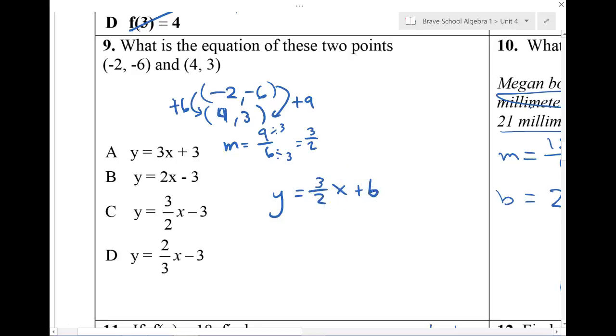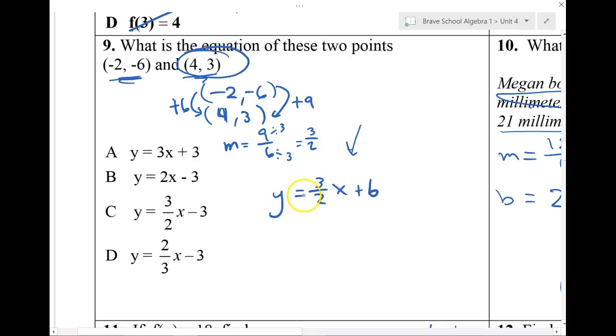Now what you want to do is pick one of these points, either negative 2 and 6, or 4 and 3, and plug it in to this equation, and then solve the rest. Pause the video and try this on your own. Okay, so now I'm going to pick one of the points, and I'm going to use 4 and 3.